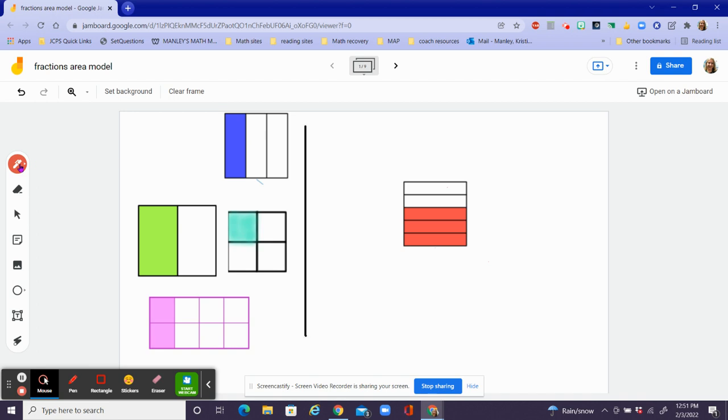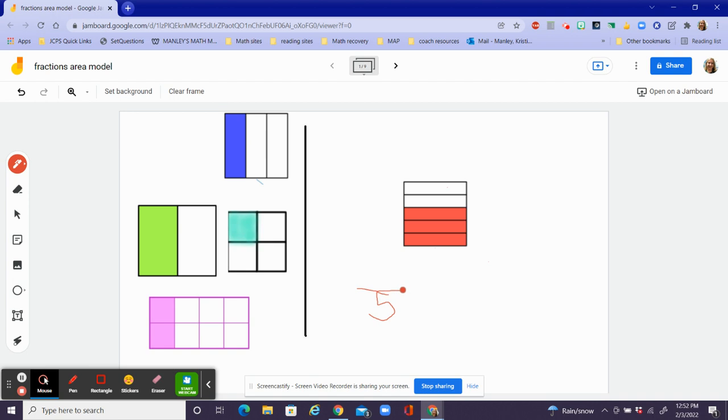First, let's find out what fraction of my square is colored red. Well, how many pieces did I divide my whole into? Let's count. 1, 2, 3, 4, 5. Since there's 5 pieces, I know that I am talking about fifths.